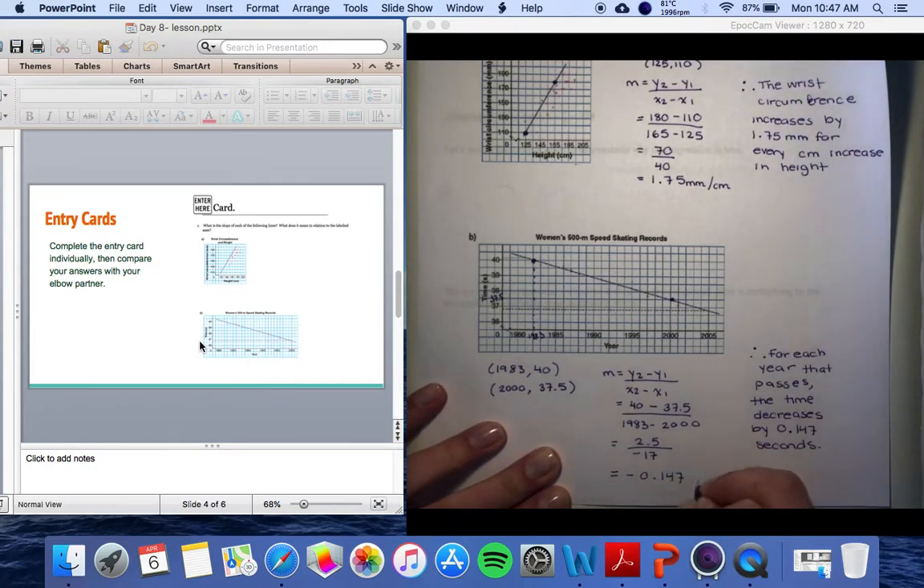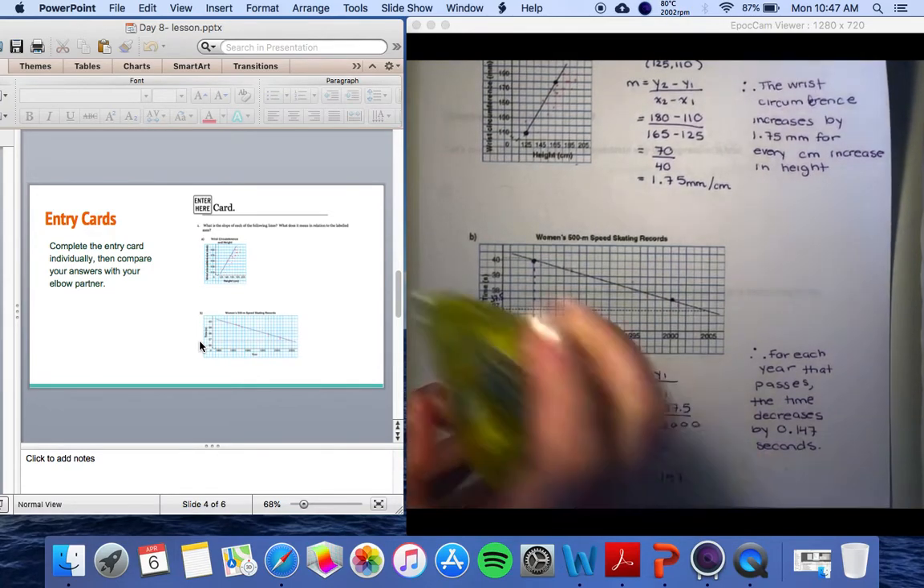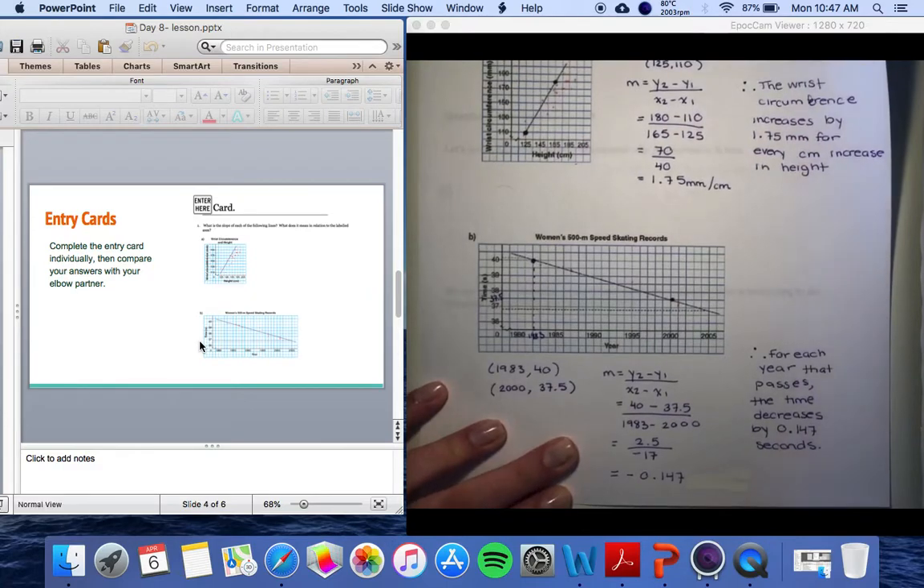So in other words, for our rate of change, you can say that it is negative 0.147 years per second. Oh, oops. Give me 1 second, guys. Sorry about that. You always want to write the dependent variable first, so the y-axis. So negative 0.147 seconds per year.